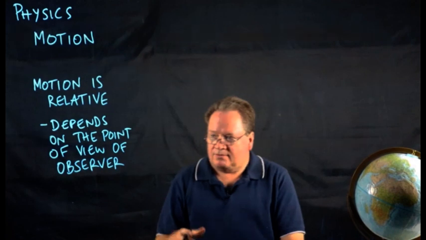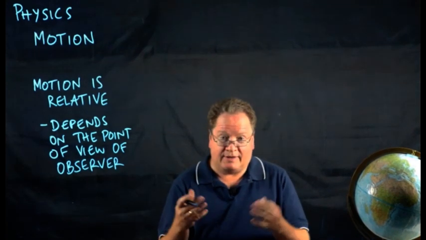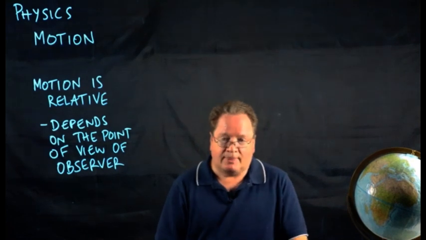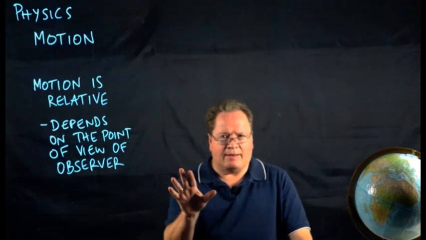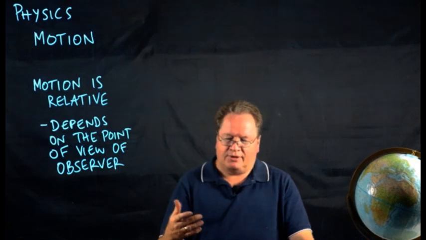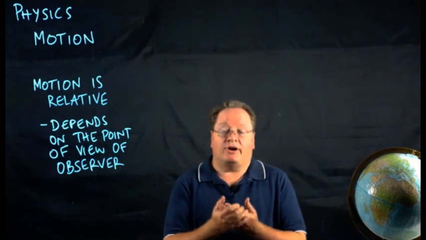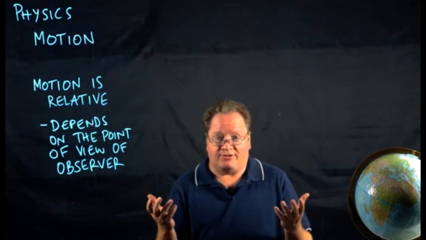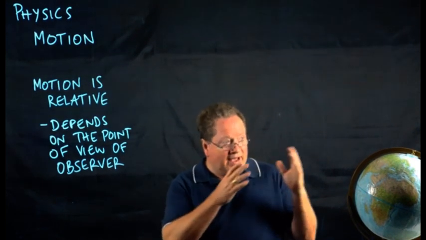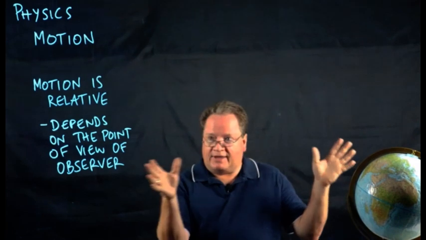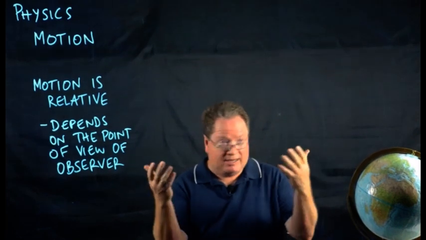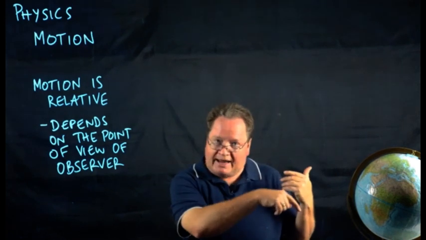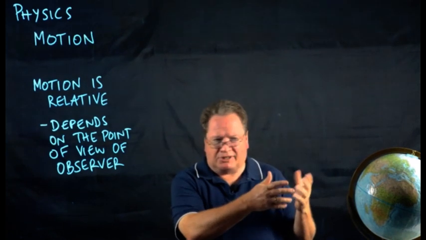So, if you're looking at something that you see as moving, it depends on your point of view. I'll give you an example, hopefully, to kind of clear that up. So, if you imagine that you're on a bus, and the bus is driving down the road at 50 miles an hour, if you look out the window, you see things that appear to be moving by you, going the opposite direction.